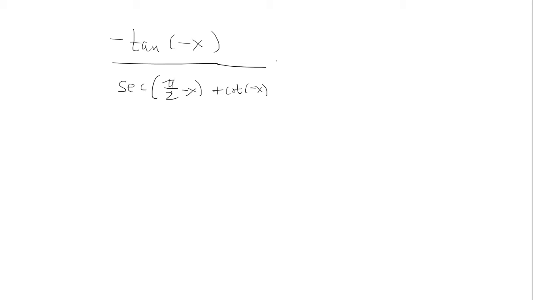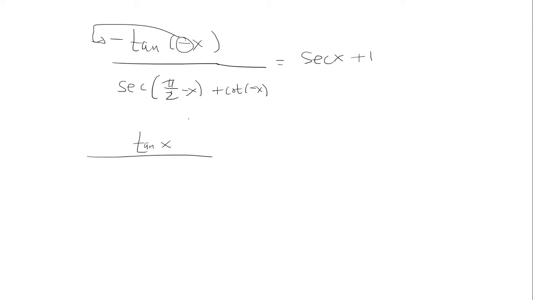I want to prove the identity negative tangent of negative x over secant of pi over 2 minus x, plus cotangent of negative x, is equal to secant of x plus 1. First thing I'm going to notice is this negative here. Well, because tangent is an odd function, the negative comes out in front. So we'll have two negatives, which will turn into positive tangent.